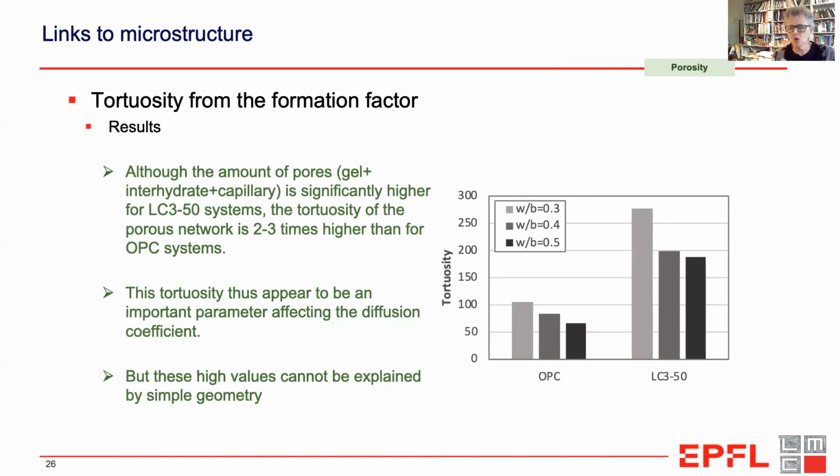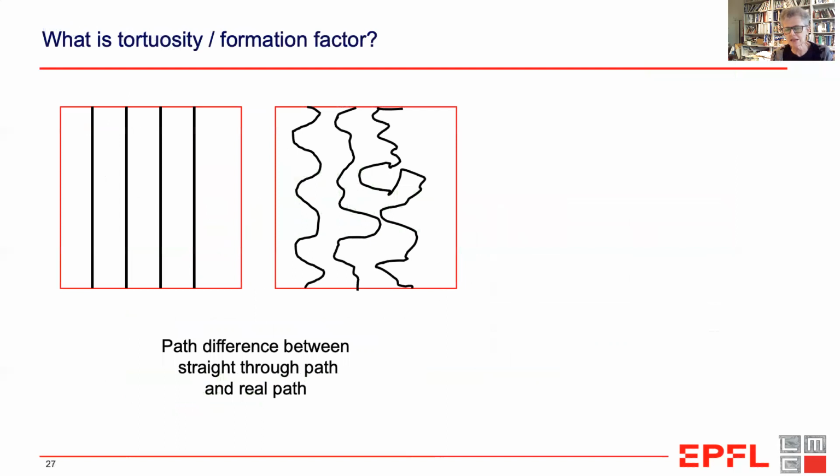And it's very important to realize that values in this range of several hundreds cannot in any way be explained by simple geometry. So I made a simple schematic to explain that. This is the geometric idea of tortuosity or formation factor, that here you have a pore going straight. So the path along here is the minimum. And then in the real system, the pores don't go straight. They are quite bendy. So the ion has to move much longer.